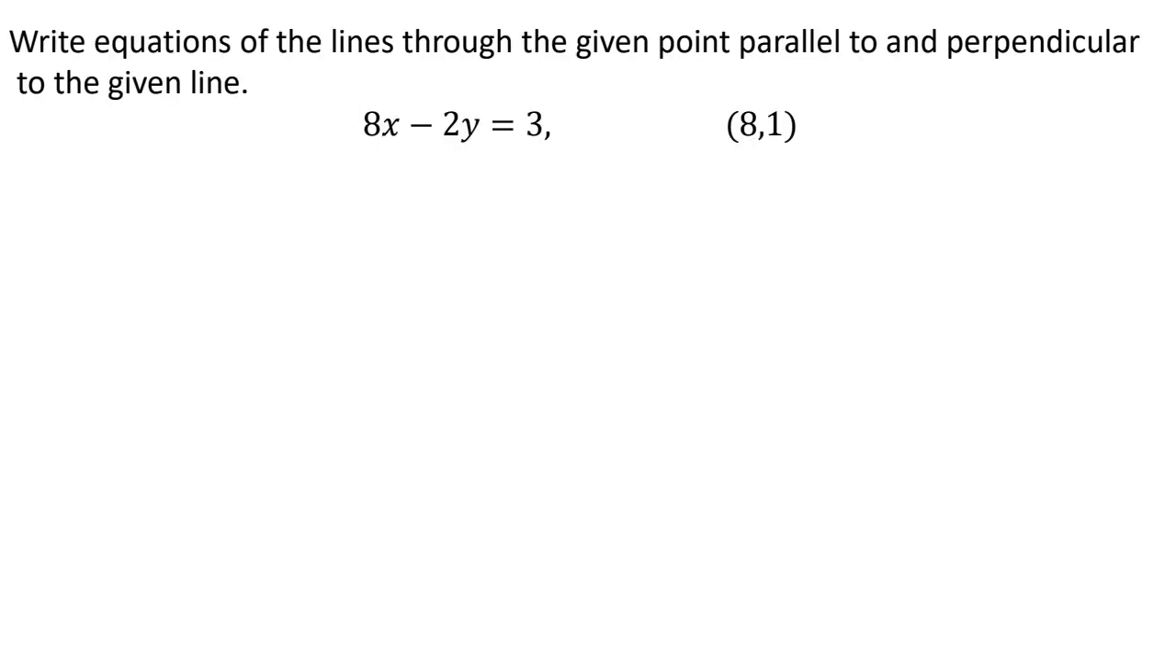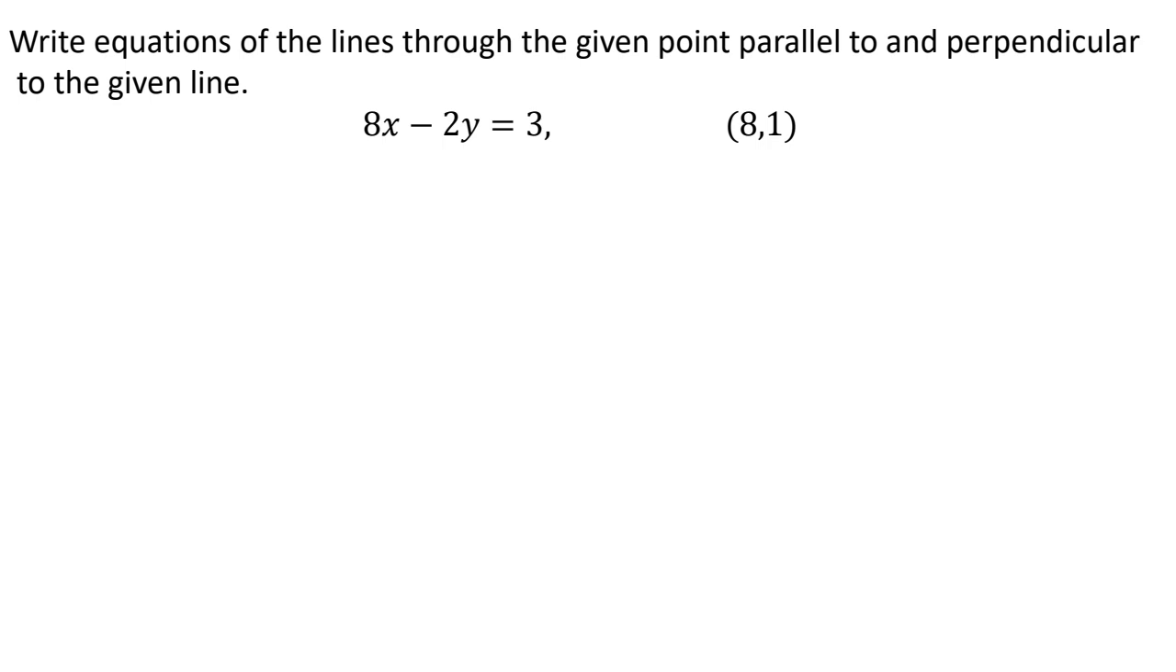So let's look at this problem. Write equations of the lines through the given point that are parallel to and perpendicular to the given line. So they're giving us a line here in general form, 8x - 2y = 3, and they want us to come up with parallel and perpendicular lines to this given line, but they have to go through this point, (8, 1).